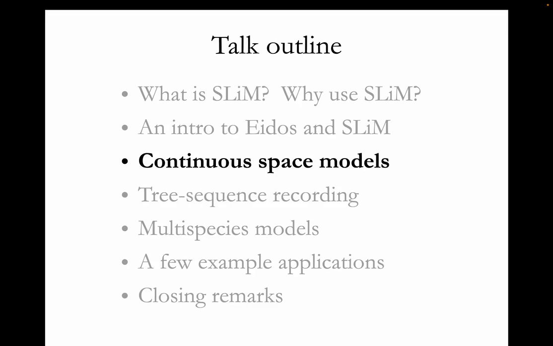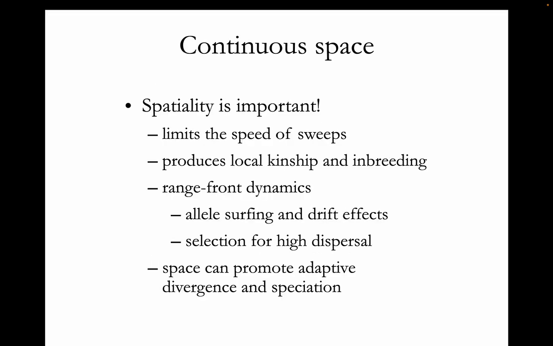Now you've seen the foundational features of SLiM, so let's start talking about some advanced capabilities. The first of these topics is continuous space models. It's widely recognized these days that spatiality is important to population genetics and to evolutionary biology more broadly. It has all sorts of important effects. It limits the speed of sweeps, since they have to sweep through space as well as in frequency.